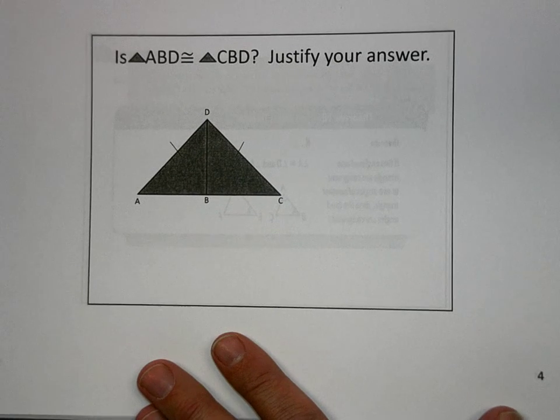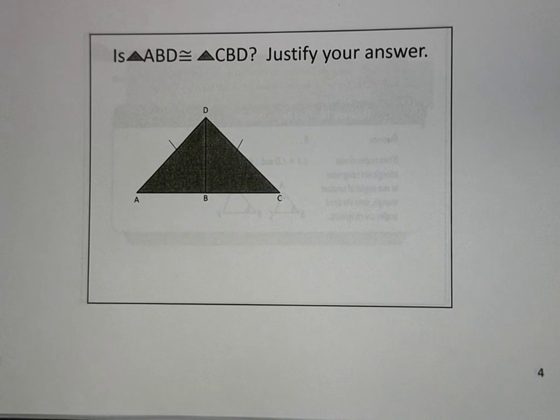So this says, is triangle ABD congruent to triangle CBD? And if it is, justify why it is. In your groups, I want you right now just to talk about why you think yes, they are congruent, or why they aren't, and why you can give that reasoning. Okay, talk to each other.